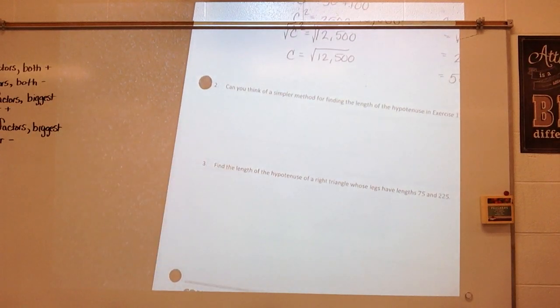Can you think of a simpler method of finding the length of the hypotenuse, for example, number 1? Can I think of something simpler?